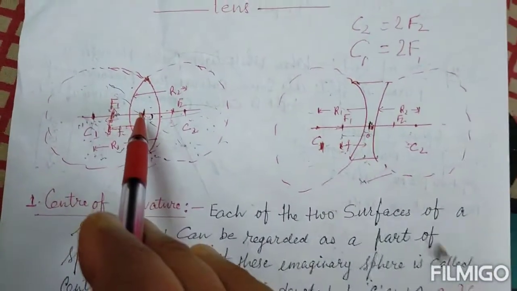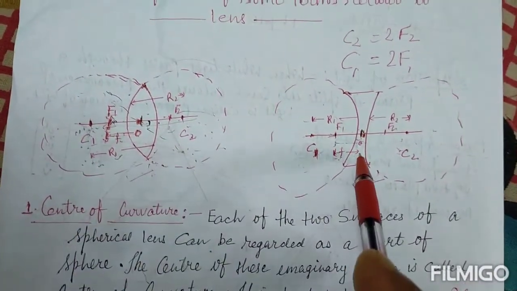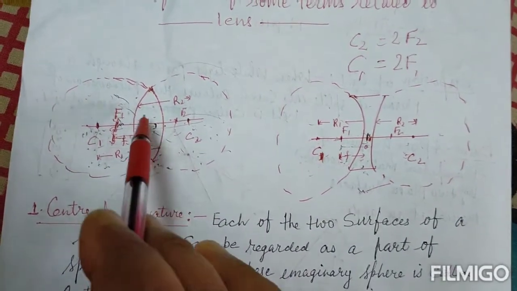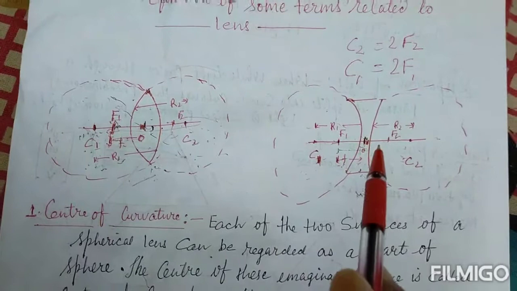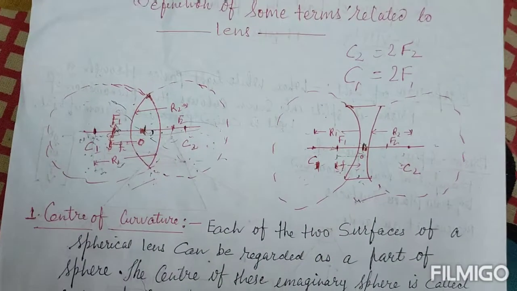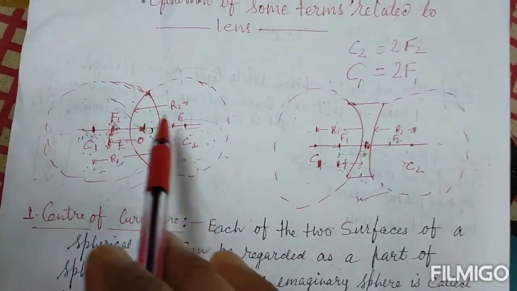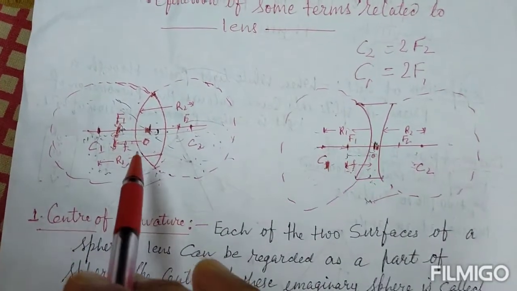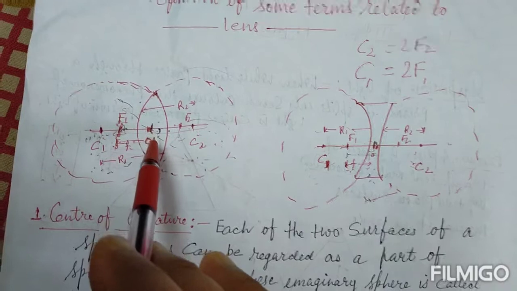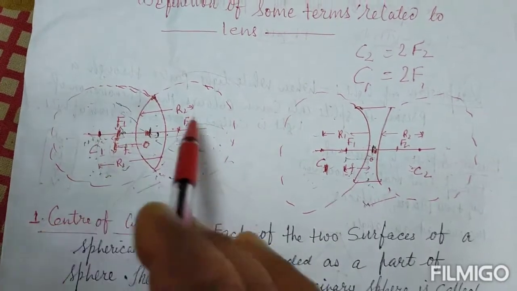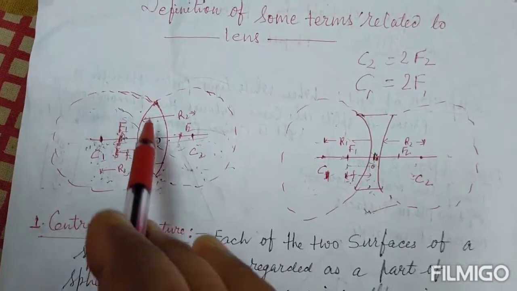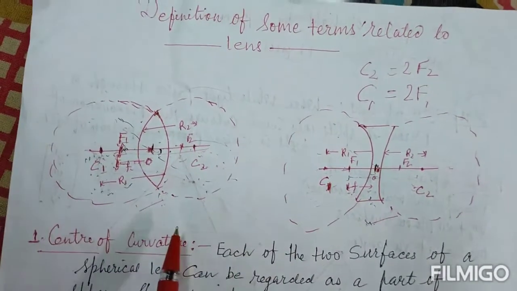We have already studied that we have two types of lenses, concave lens and convex lens. Both are spherical lenses. Till now we have seen the definition of lenses. Now the lens is what? It is a part of an imaginary sphere. A lens is a part of two imaginary spheres.